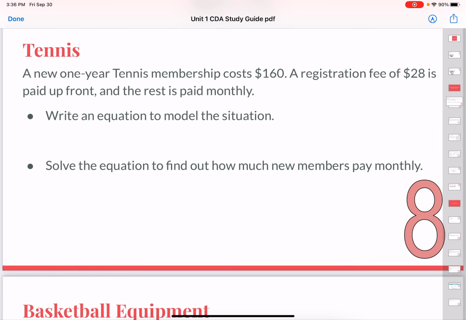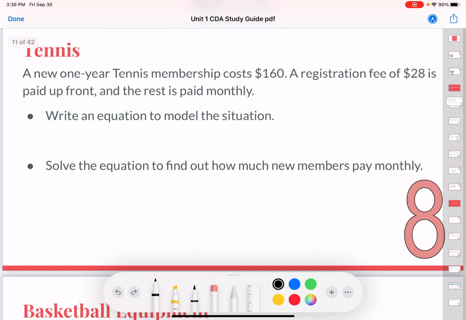A new 1-year tennis membership costs $160. It has a registration fee of $28, and the rest is paid monthly, and we don't know the monthly costs. Okay, so I want to write an equation that models this situation, and then I want to solve it to find out how much new members pay monthly. So it already tells me in the problem what my unknown is. So I'm going to use M to represent this. M is how much new members pay monthly.